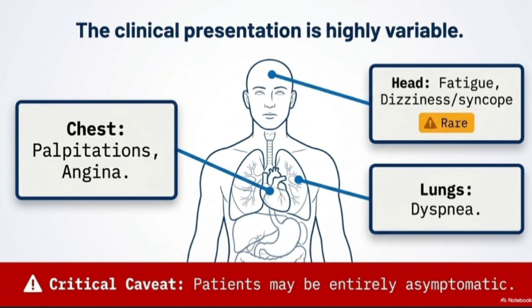The clinical presentation is highly variable. In the chest, palpitation and angina; in the brain and CNS, fatigue, dizziness, and syncope, although rare, may occur. In the lungs, there may be dyspnea in the patient, and the critical caveat is that there may be no symptoms at all.